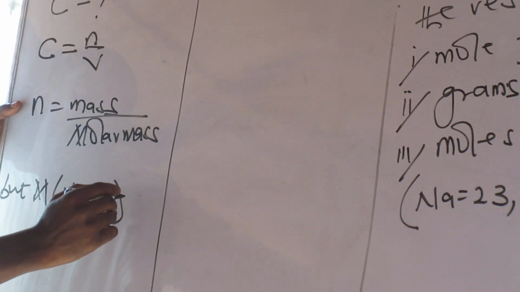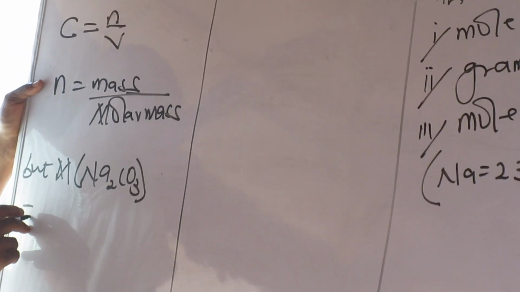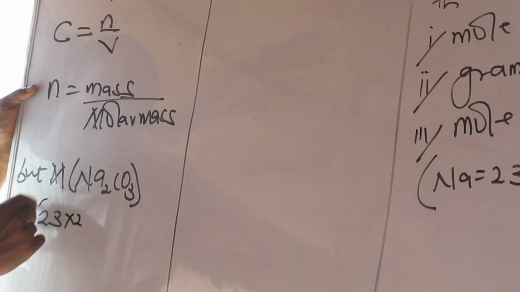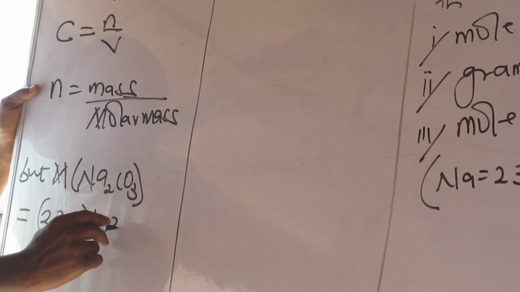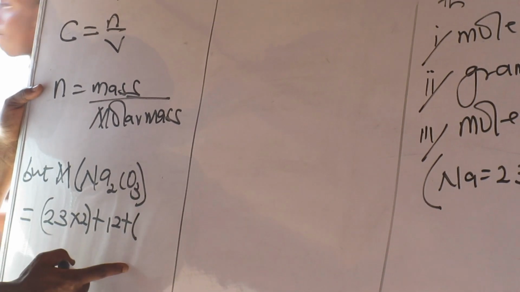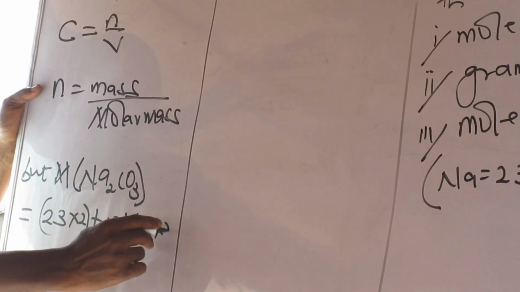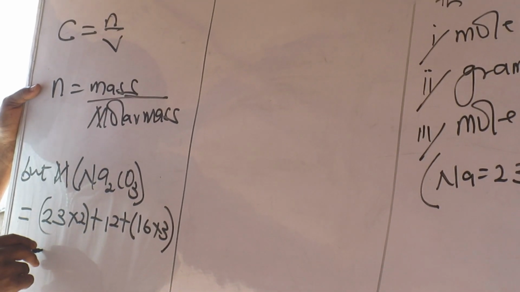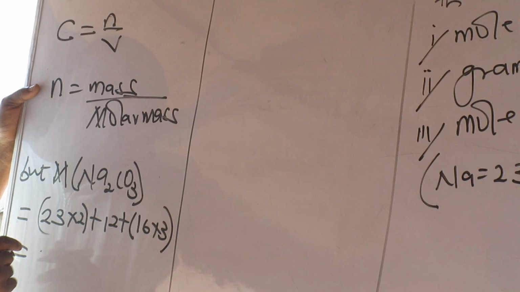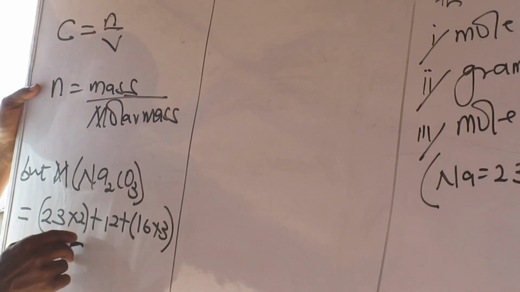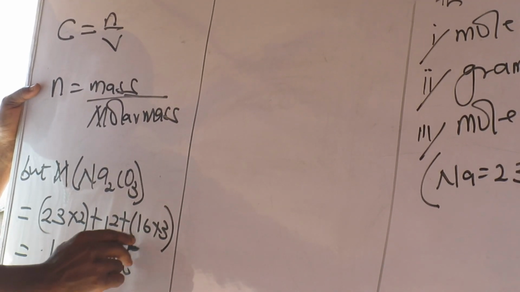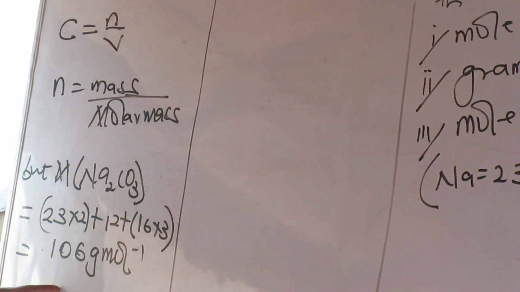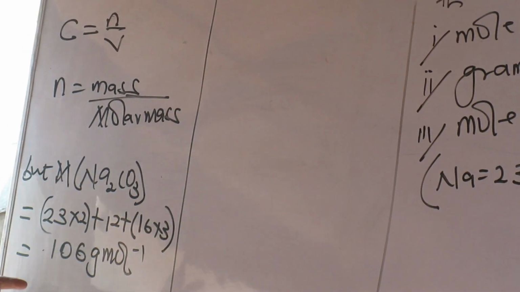Now molar mass is given by the mass of 1 mole of a substance. Sodium is 23, it appears twice. Carbon is 12. Oxygen is 16, it appears 3 times. So what will be the molar mass here? Compute everything here. So 106 gram per mole. This is the unit for molar mass, right?